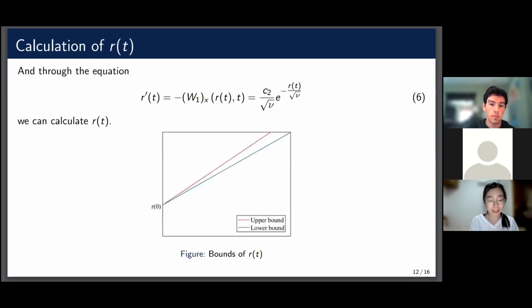Then we calculate R(t) by the following equation. Note that the expression of C2 as we showed before contains R(t), and the expression of R prime also contains C2. This is a closed loop system, and it is very difficult to solve, so we estimate the upper and lower bounds of R(t), and the result is shown in the figure below. It's surprising that the tumor's growth is linear.